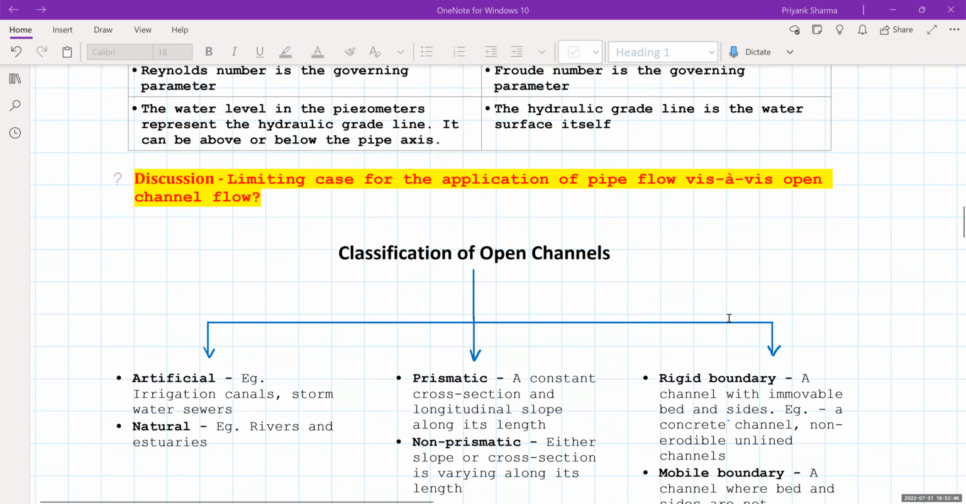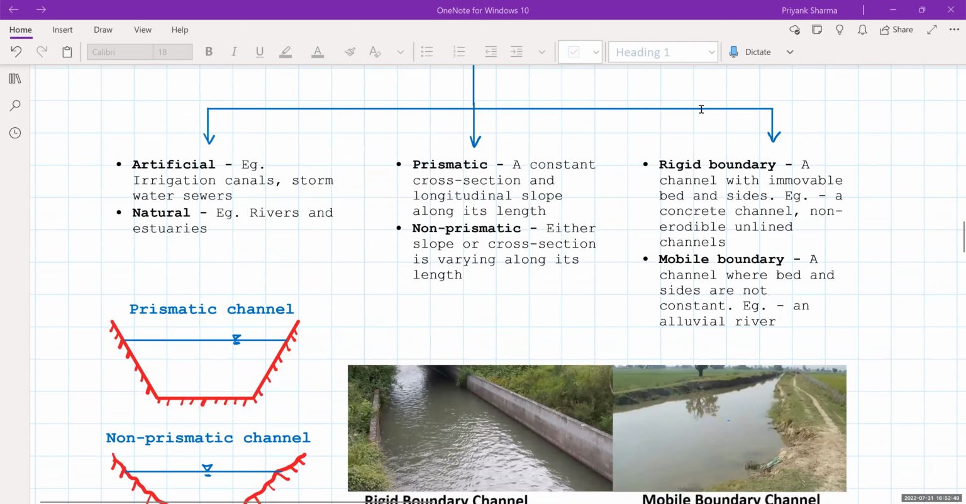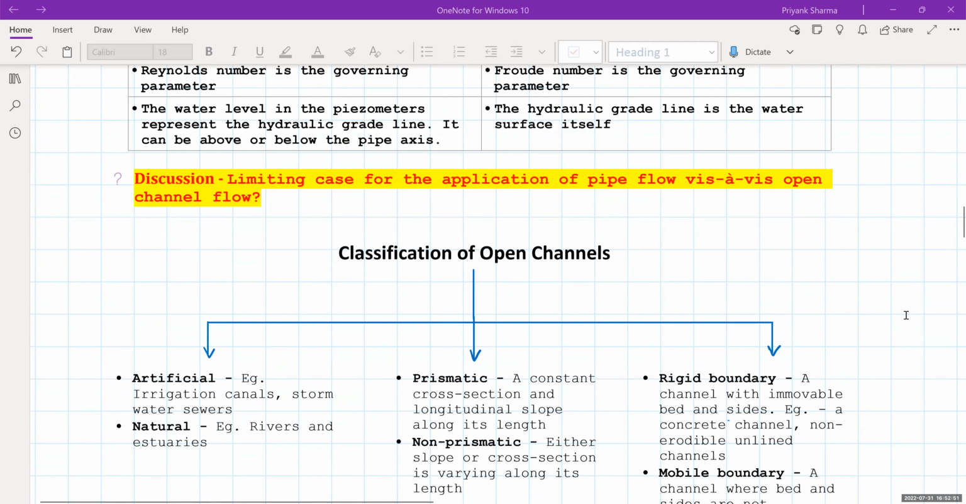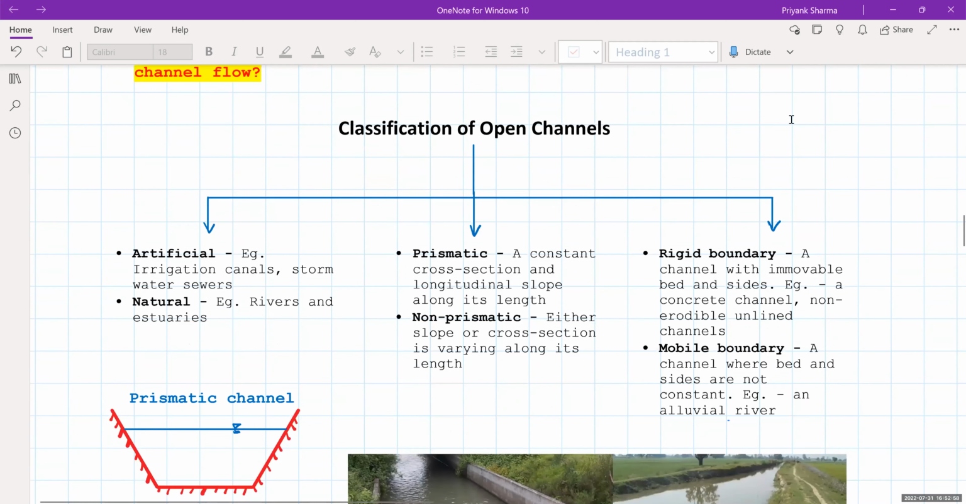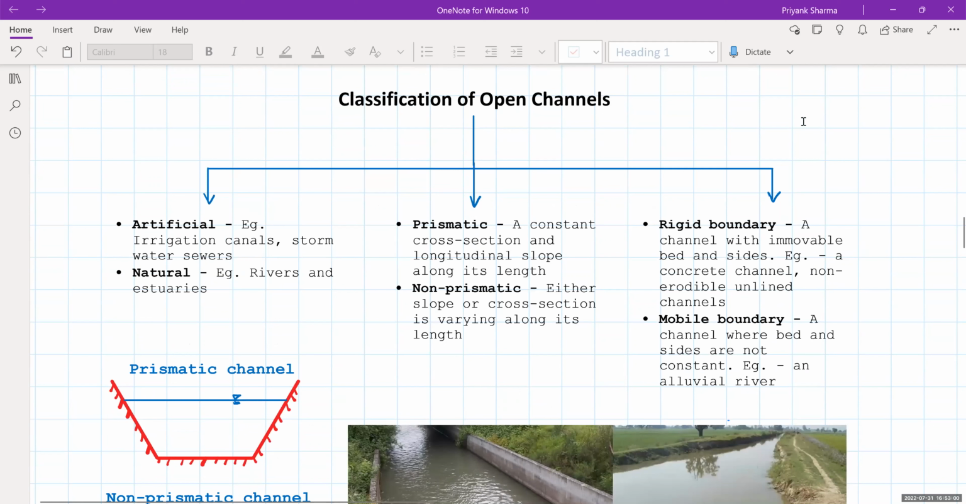Let us classify the open channels. There are different kinds of channel classification depending upon how they are made, their cross section properties and all. So that we will see. First and foremost, we divide open channels into two, that is artificial and natural channels. Artificial channels everyone knows, which are man-made, that is irrigation canals and stormwater drains, and natural channels are rivers and estuaries. So that is a very straightforward classification.